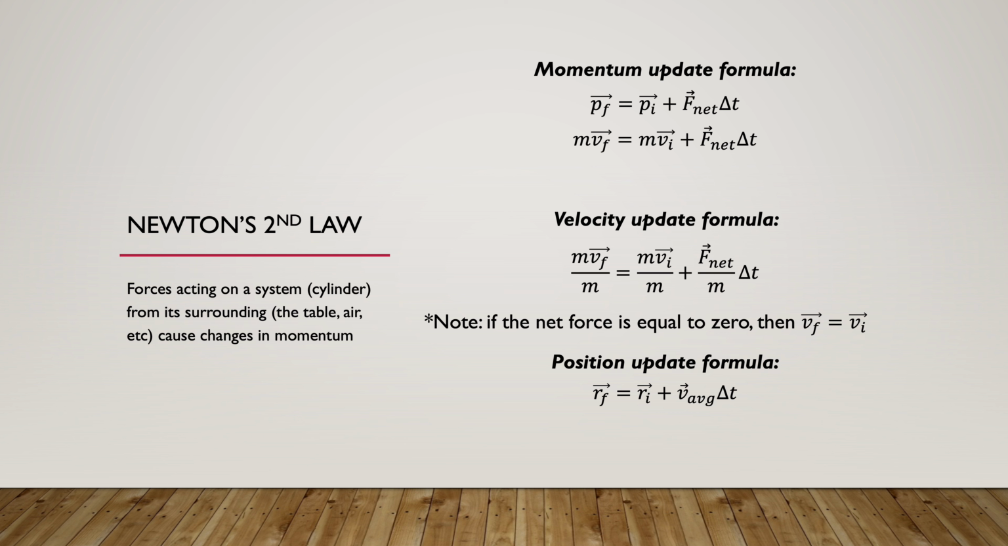Note that if the net force is equal to 0, then the final velocity is equal to the initial velocity. Alternatively, if the velocity is constant, then the net force is equal to 0. We will also be using the position update formula to track our object as it moves.